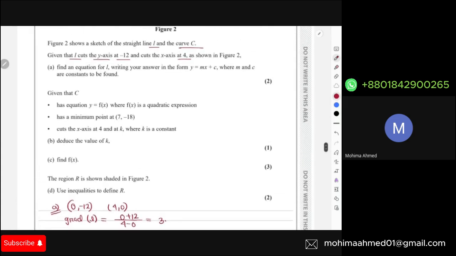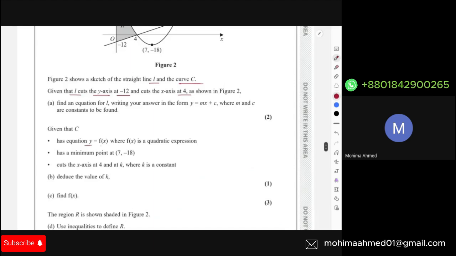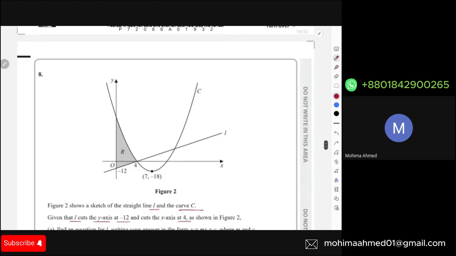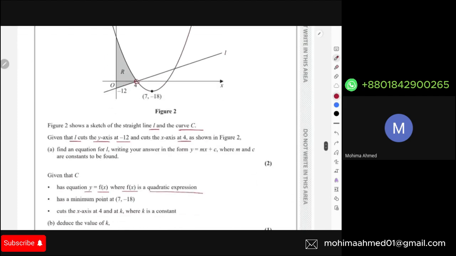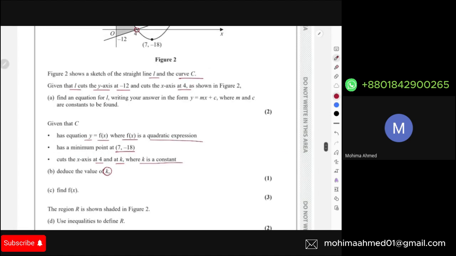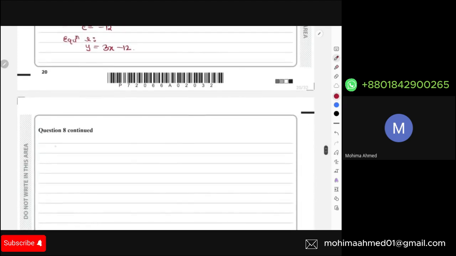For part B, now they have given you a big information that given that y equals f(x), where f(x) is a quadratic expression that we can see on the graph again. We can also see that this quadratic expression and the straight line intersect when x equals 4. And the minimum point of this quadratic equation is already given, 7 and minus 18. And it cuts the x-axis at 4 and k, where k is a constant. We need to find out the value for your k. For that value for your k, we first have to calculate the equation for your straight line, right? So since they have given you the turning point as 7 and minus 8.